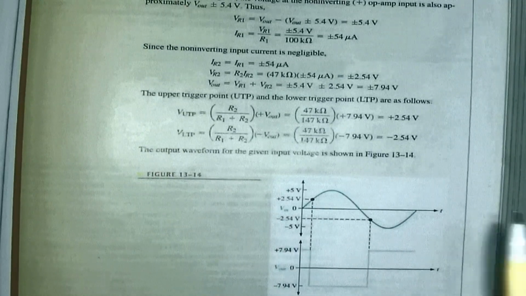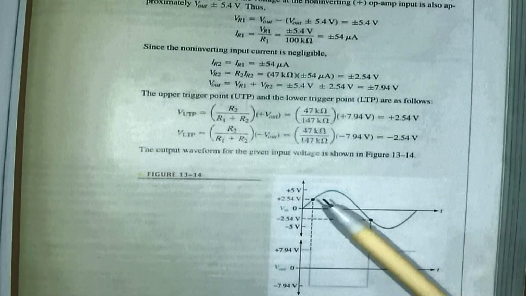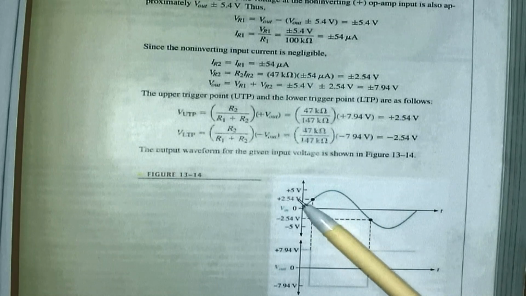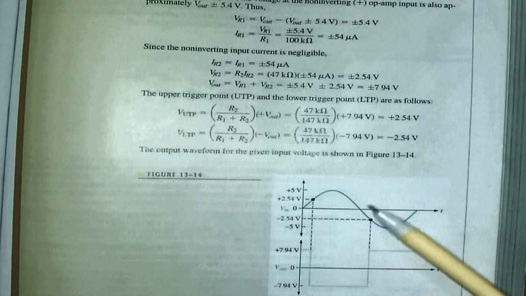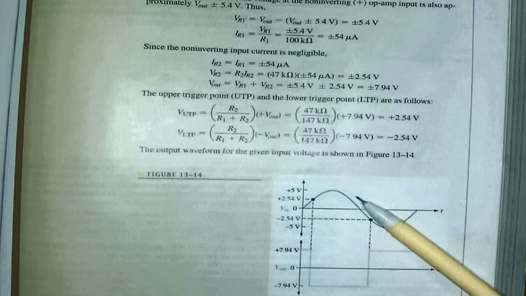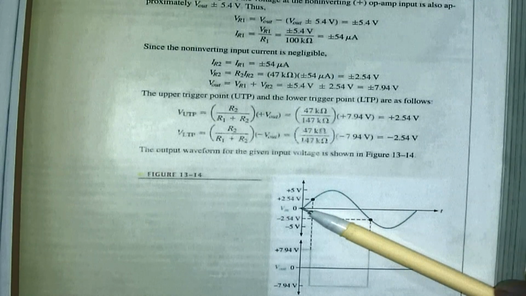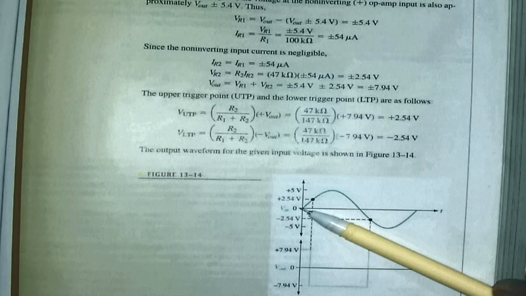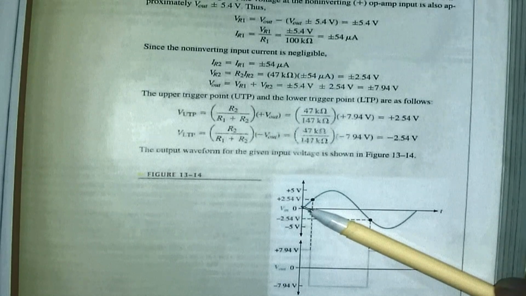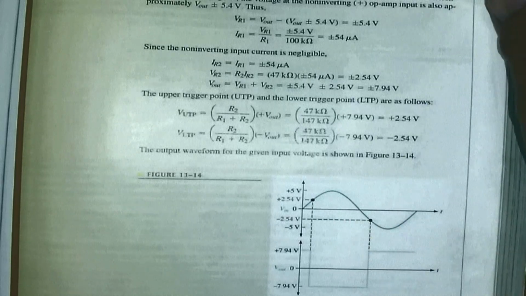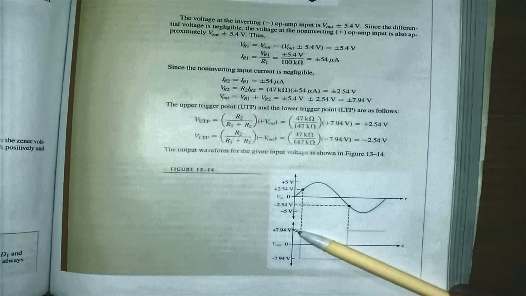All right, let's quickly have a look at the waveforms. My upper trigger point is 2.5 volts. My lower trigger point is minus 2.54 volts. The sine wave goes to plus 5, minus 5. That means at this point, my input voltage is negative with respect to my reference. All right, it's negative. But where is my reference? My reference is positive. That's why the output will be at plus 7.94 volts.